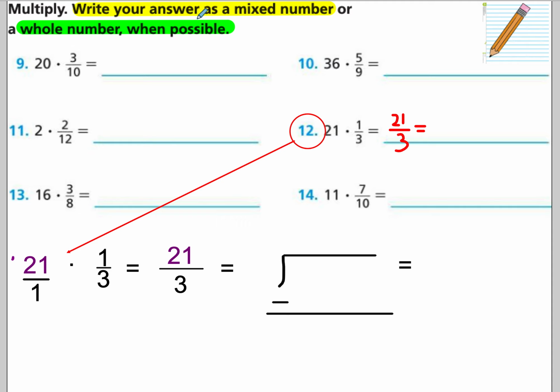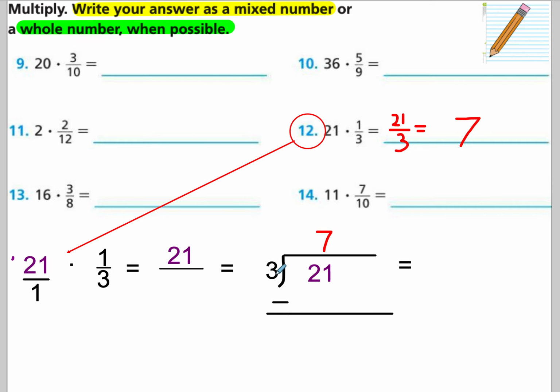So do you remember how we can take 21 thirds and simplify it back to a mixed or whole number? Remember here it says write your answer as a mixed number or a whole number when possible. That means you're going to divide it to see if it's going to be a whole number or a mixed number. So the number on top goes in the box, and we divide it by the denominator. Now how many times can 3 multiply into 21 without going over? 3 times 5 is 15, 3 times 6 is 18, so it's going to be a 7. So our whole number is a 7.